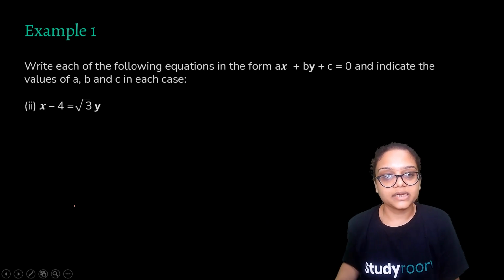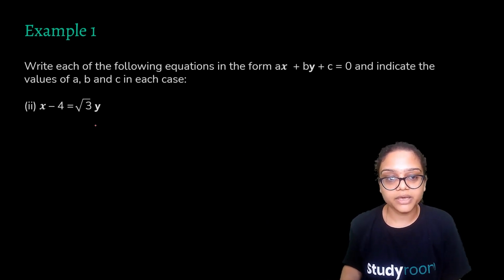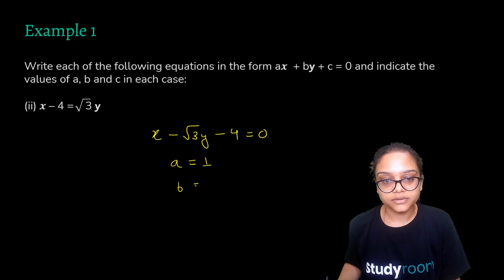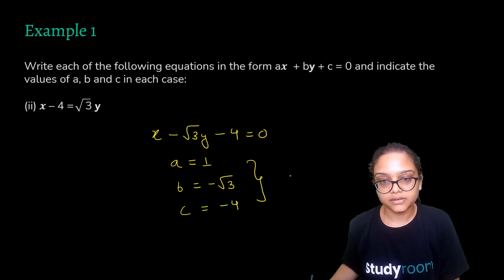If not, just see another example. What I told you: make 0 on one side and take everything on the other. So just do the same. I'm just rearranging, nothing else, and then compare it to the form above. So tell me, what is the constant with x? It's 1. The constant with y is minus root 3. And the last constant is minus 4. So that's your final answer.